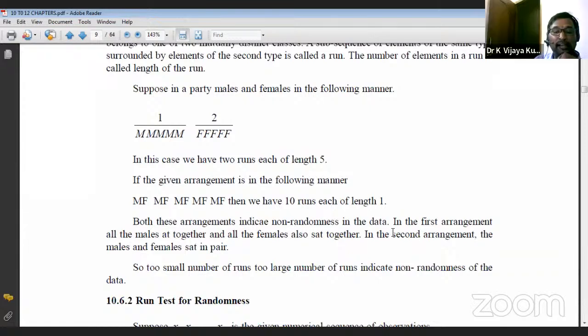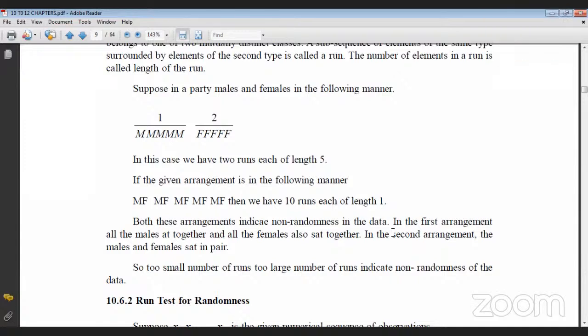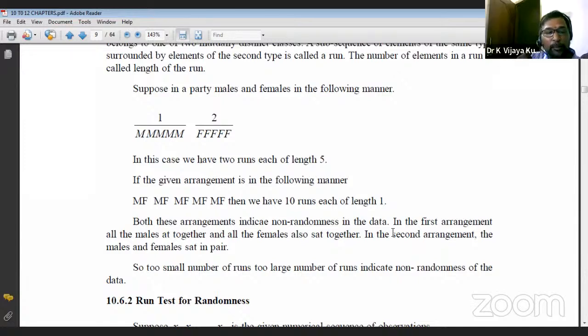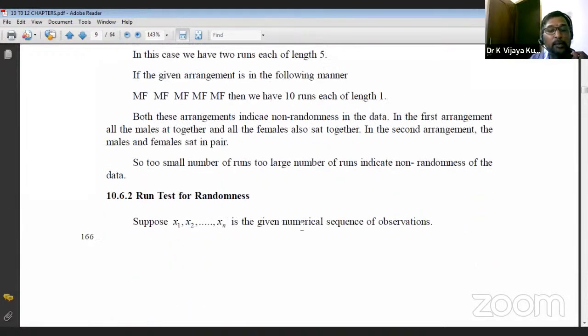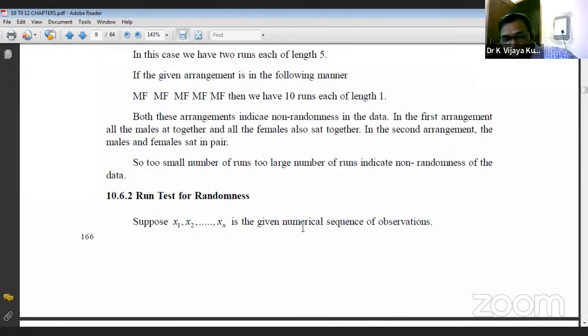The arrangements indicate non-randomness in the data. In the first arrangement, all the males sat together and all the females sat together. In the second arrangement, the males and females are seated in pairs. So a very small number of runs or a very large number of runs indicates non-randomness. So we prove the non-randomness of the data. So, run test for randomness.